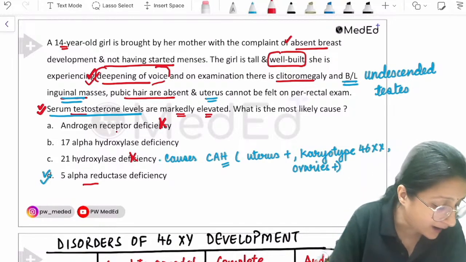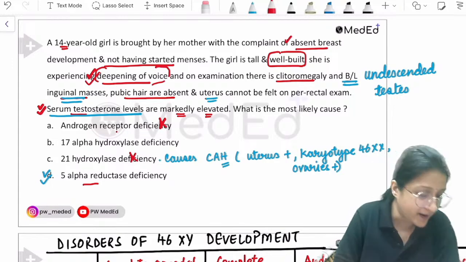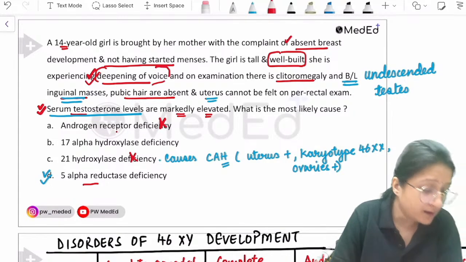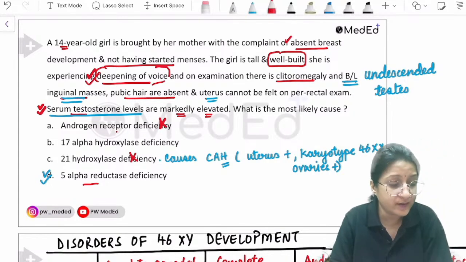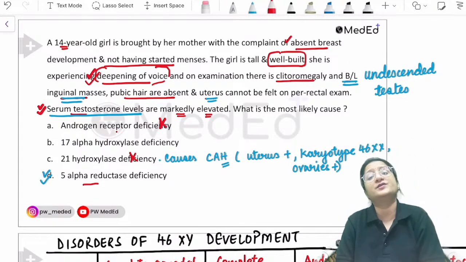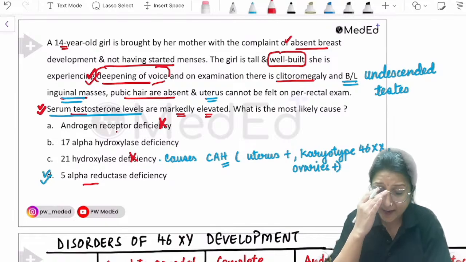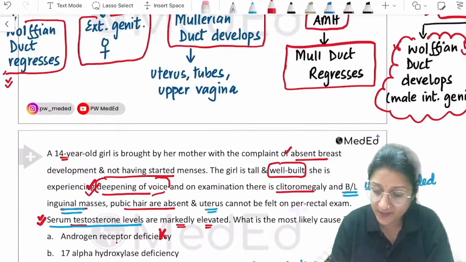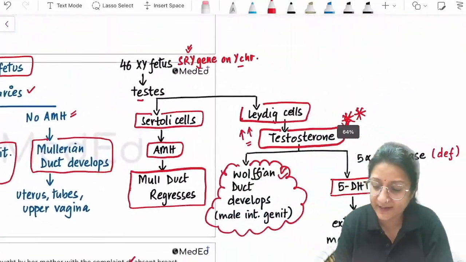Okay, and now Dr. Saab asks, why is the uterus not felt, right? Abhinya asks, why excess testosterone in 5-alpha reductase? Good, you are asking valid questions. Let's just have a look at the other situations as well. Let's just get a perspective.